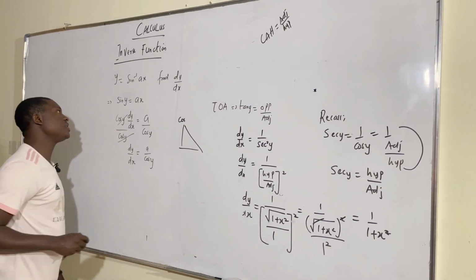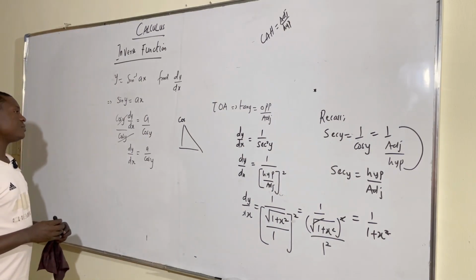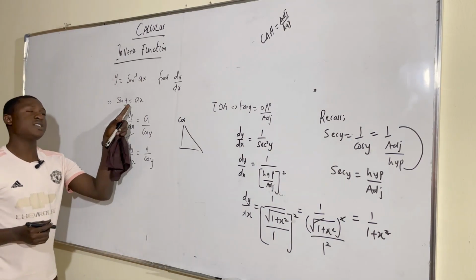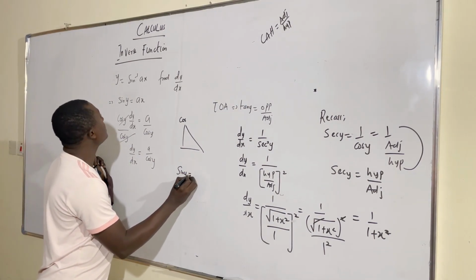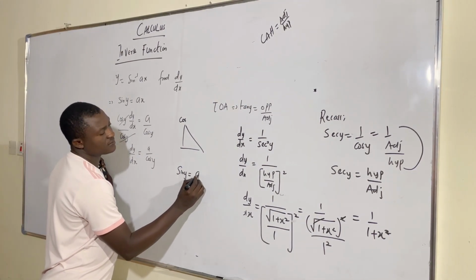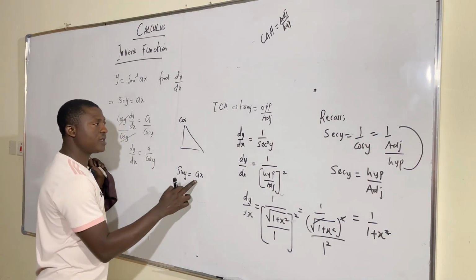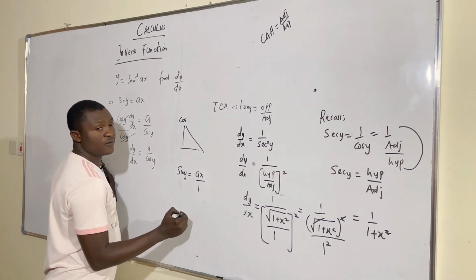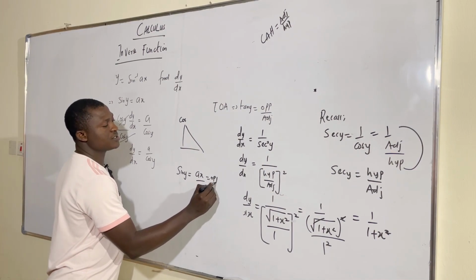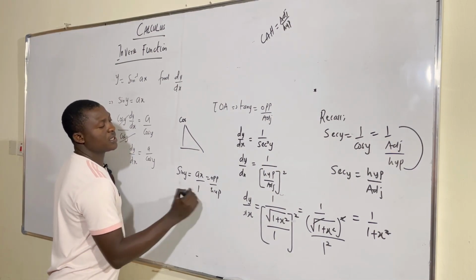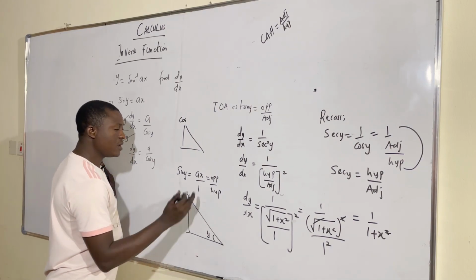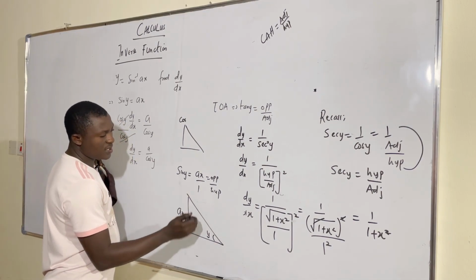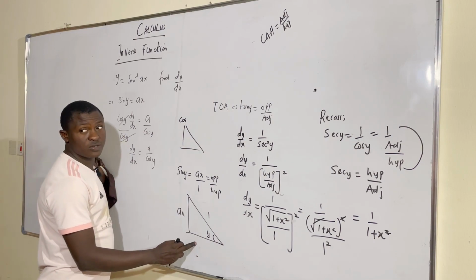If you go back from here, let me just give you the simple play of that. If you go to this method, we have sine y is equal to ax. Cool. Instead of having x, we have ax now. So you can say over 1. This is your opposite, and this is your hypotenuse. So we can apply the method. We have y, opposite is going to be ax, hypotenuse is going to be 1. So that means you are looking for the adjacent.